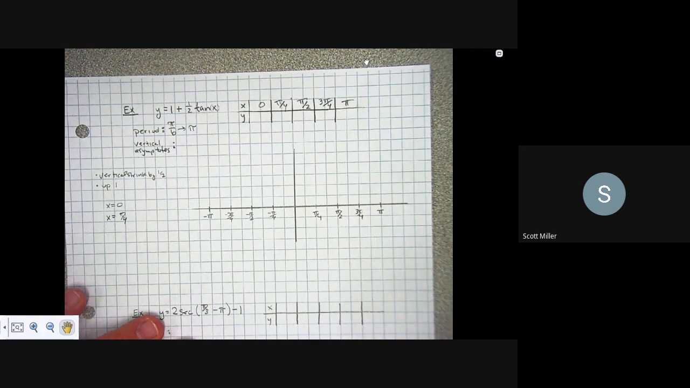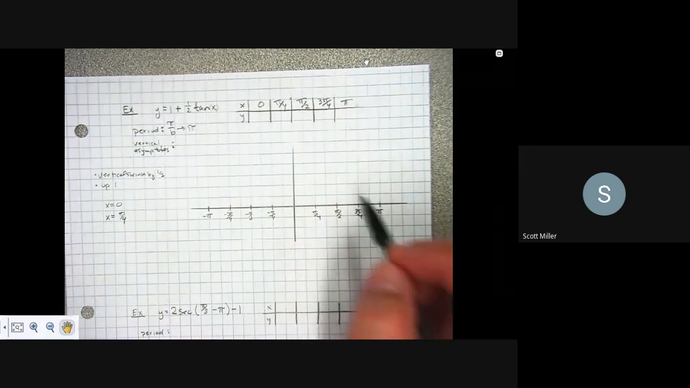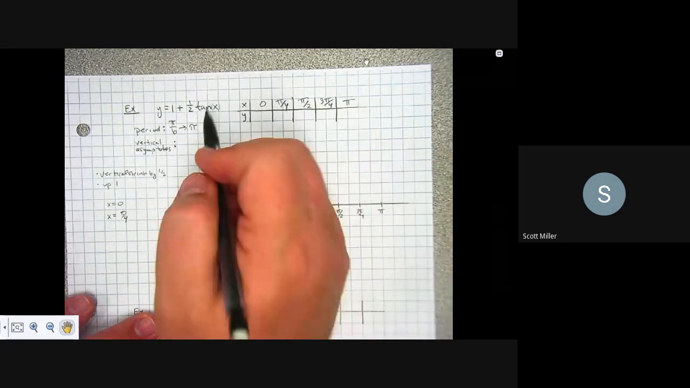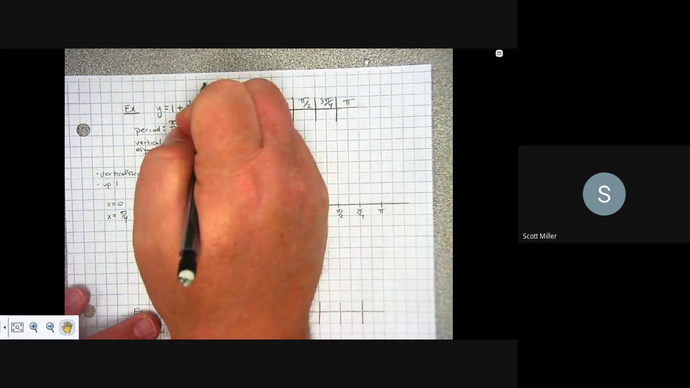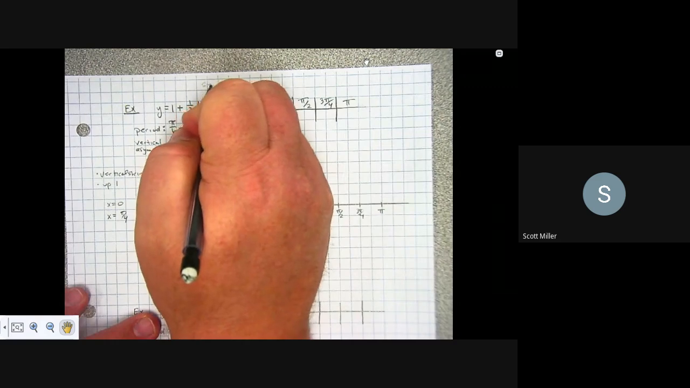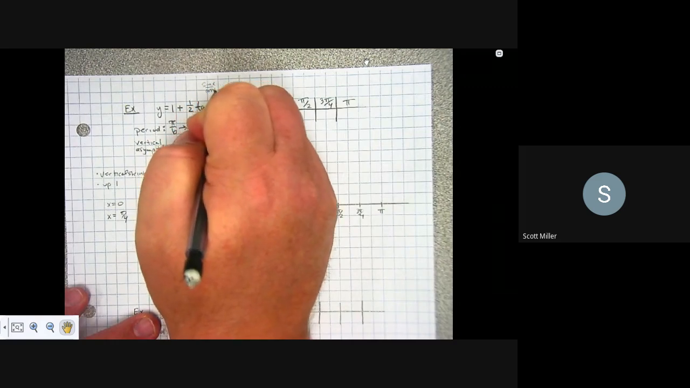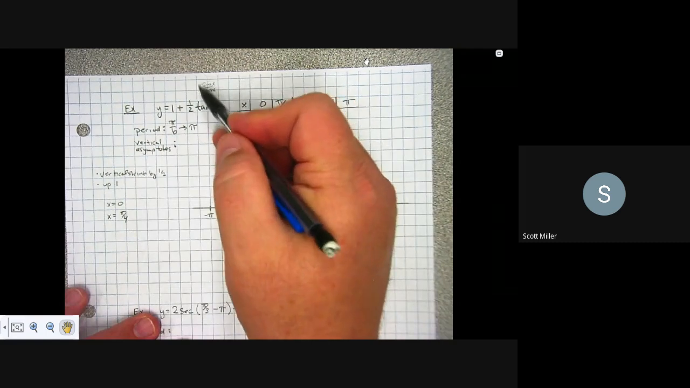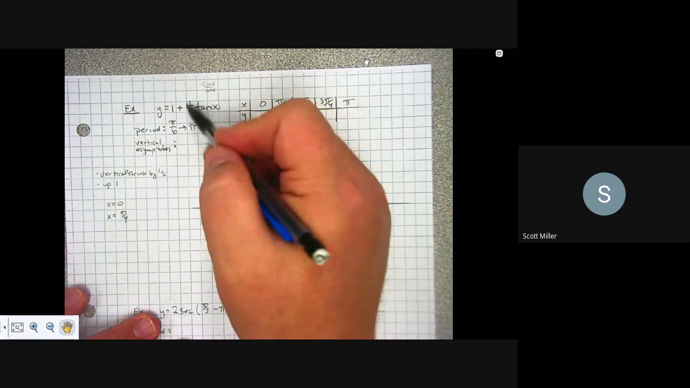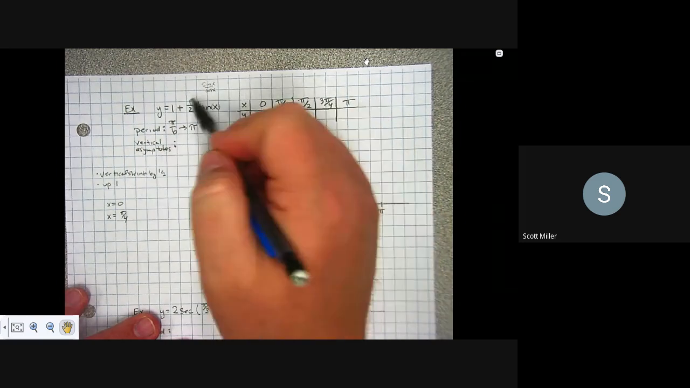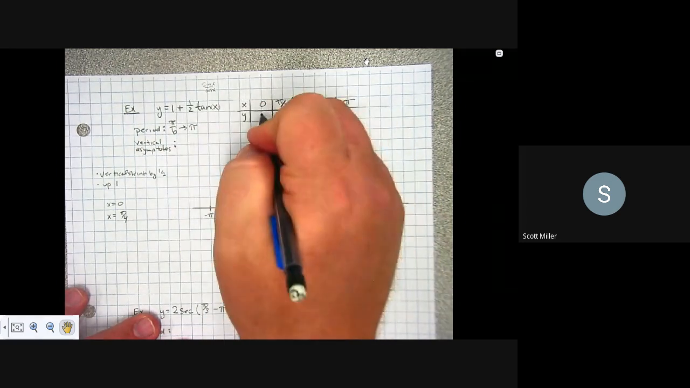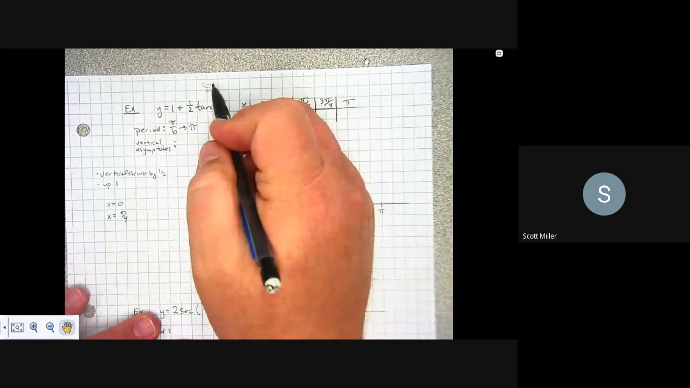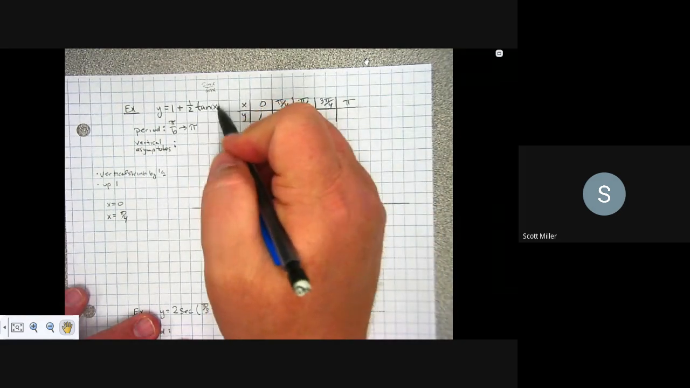Okay? Based off of this, we can now finish our table. Remember that the tangent is the sine over the cosine. So when I plug in 0, the sine is 0, but the cosine is 1, so this will be 0. So the tangent is 0 at 0. Plus 1 means it's 1. At pi over 4, when you plug it in, the tangent at pi over 4 is 1.